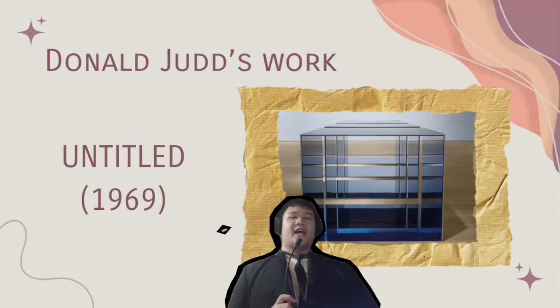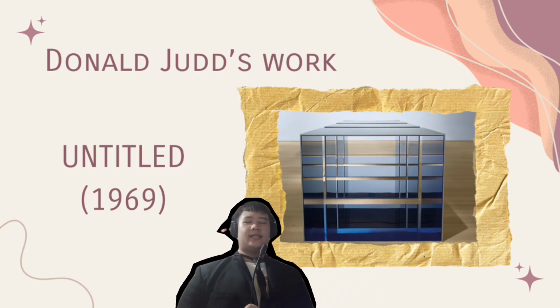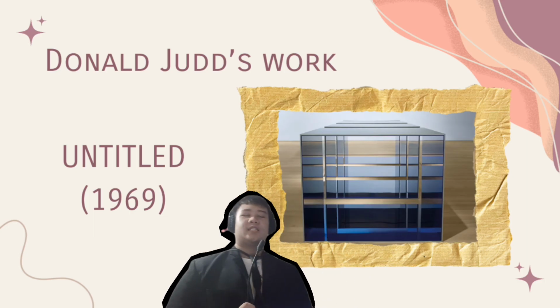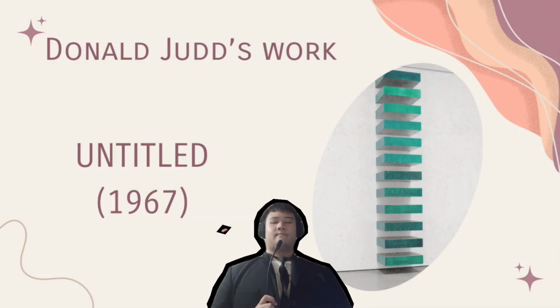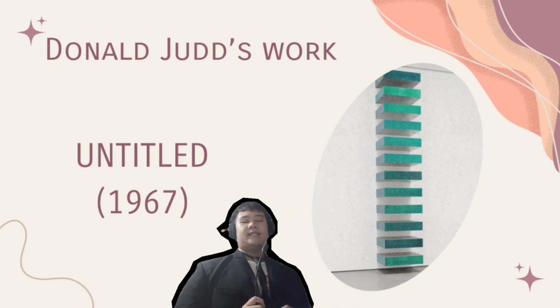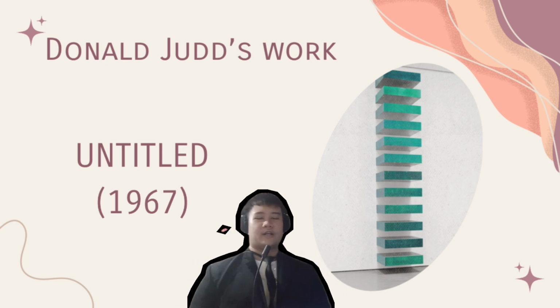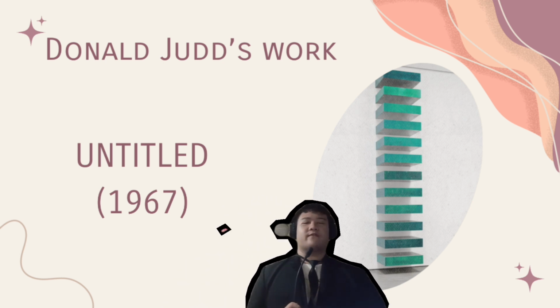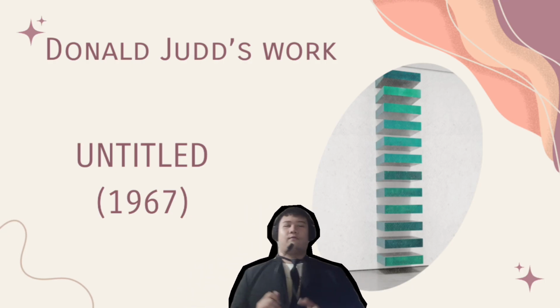For the first one, we have an untitled work of his in 1967, which is just some rectangular prisms in landscape position, equally spaced from each other. For the second one, we have another untitled work of his in 1969, but close enough, which is just some boxes equally spaced from each other, but this time in a vertical position. Ooh.